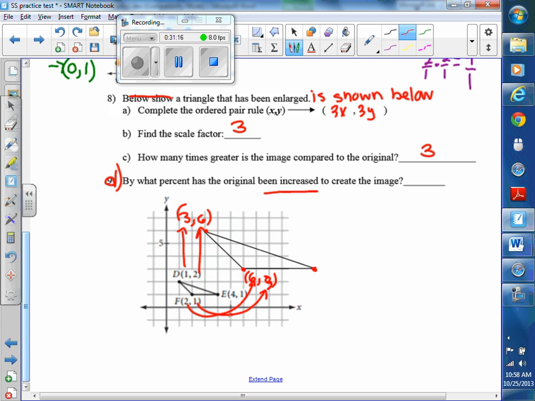To create the image, 200%. By what percentage has it been increased to create the image? We started with 100%, added 200% to get... By what percent has the original been increased to create the image?